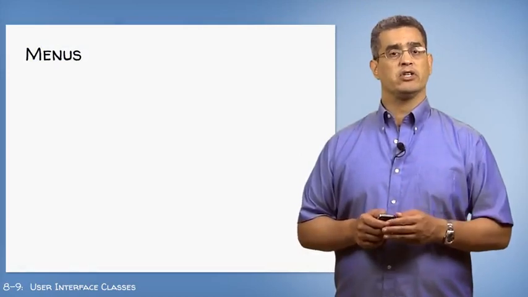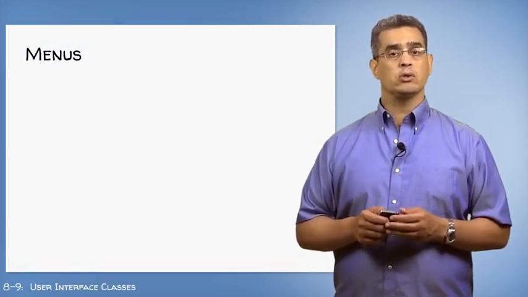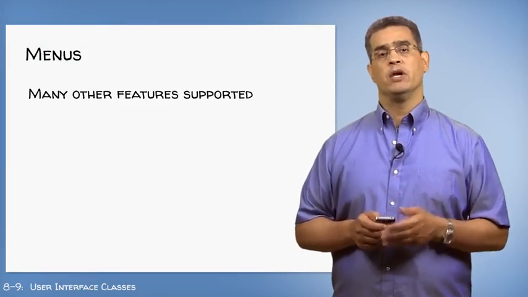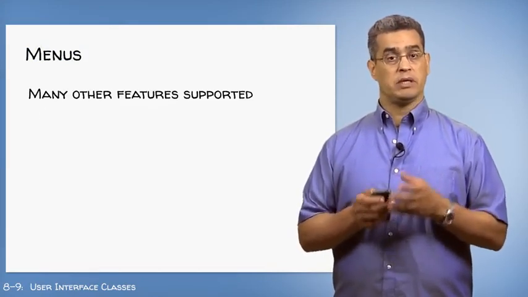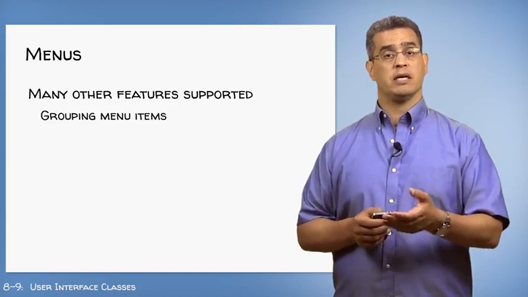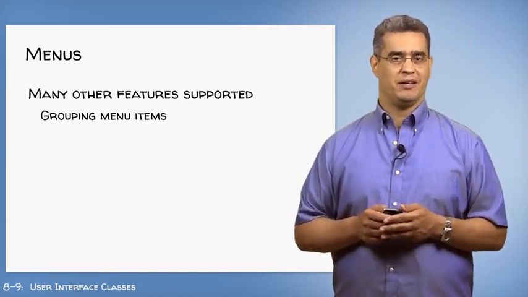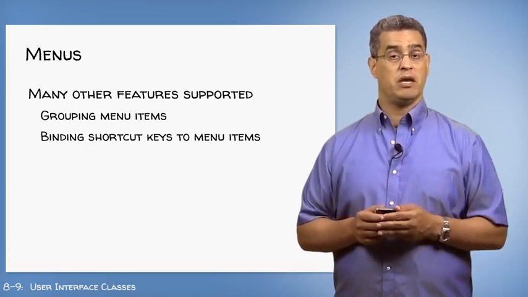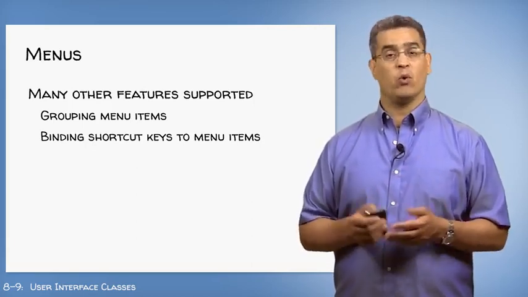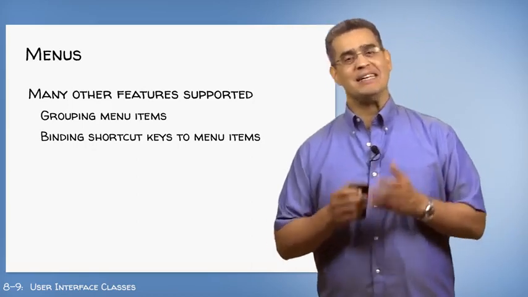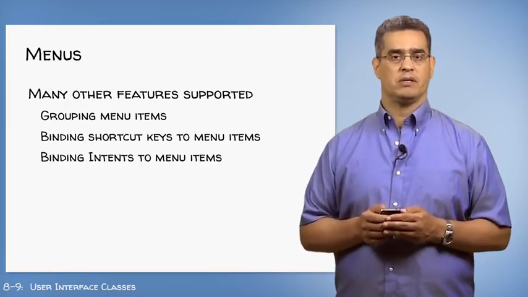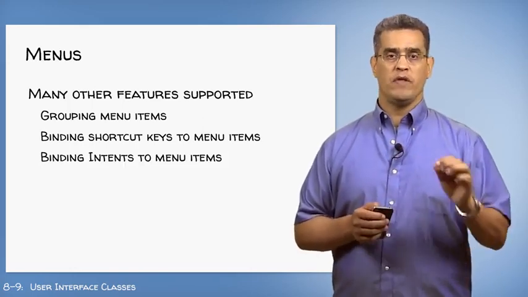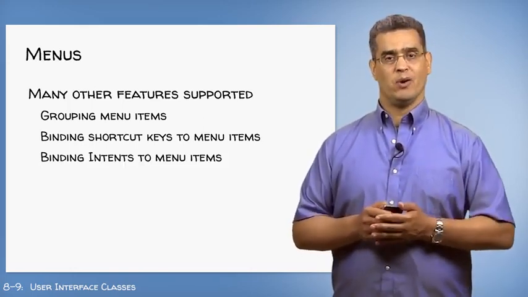In addition to what I've just shown you, menus can also support a number of more advanced features. For example, you can put related menu items into a group, so you can process and manipulate them as a unit. You can also bind shortcut keys to specific menu items, so you can access them more quickly. And you can bind intents to menu items. So for instance, you can start a particular activity when the user clicks on a particular menu item.